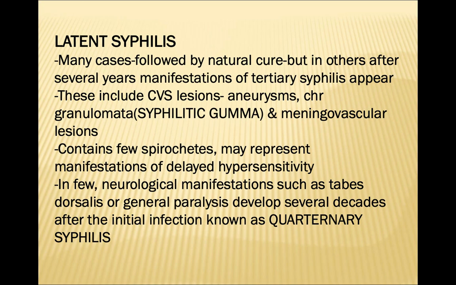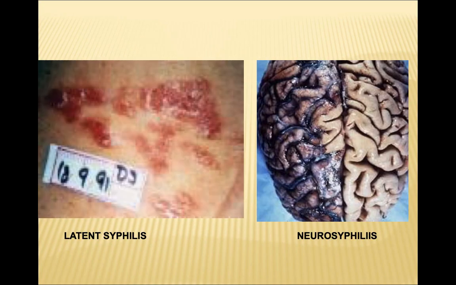Tabes dorsalis is progressive ataxia which leads to loss of pain sensation and loss of peripheral reflexes due to demyelination of the posterior column. These are some of the pictures of the late syphilis, wherein you have neurosyphilis and gumma formation.